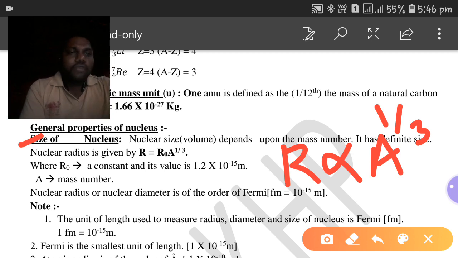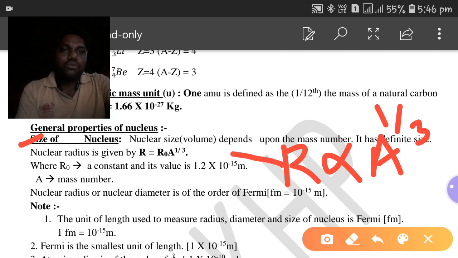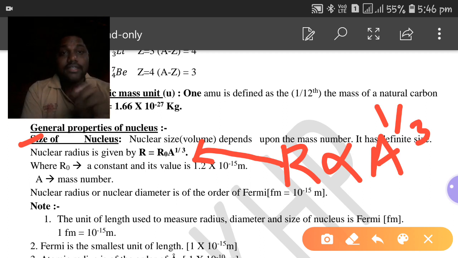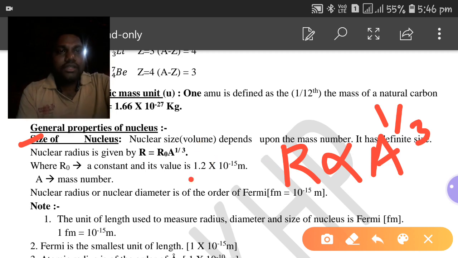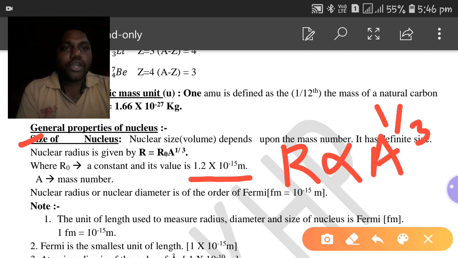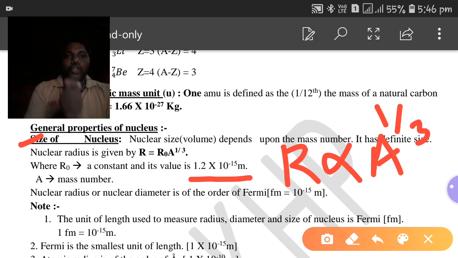So from this equation, if we remove the proportional sign, we will get the equation for the radius of a nucleus, or nuclear radius, given by R is equal to R naught into A to the power 1 by 3, where R naught is a constant of proportionality, also known as the Fermi constant. The value of the Fermi constant is 1.2 into 10 to the power minus 15 meter. It is the value of the Fermi constant R naught. I think it is clear.